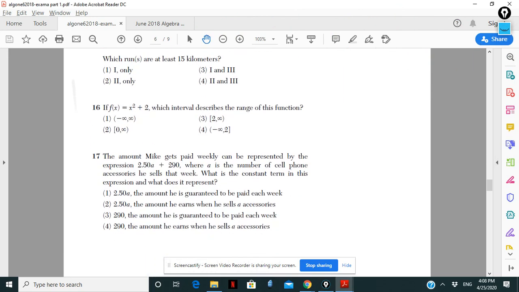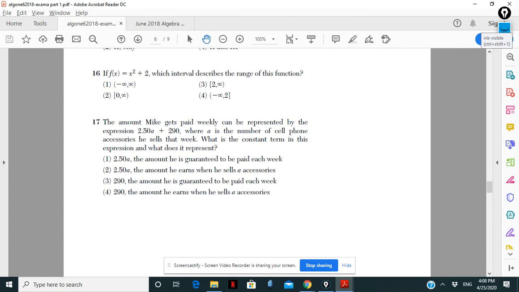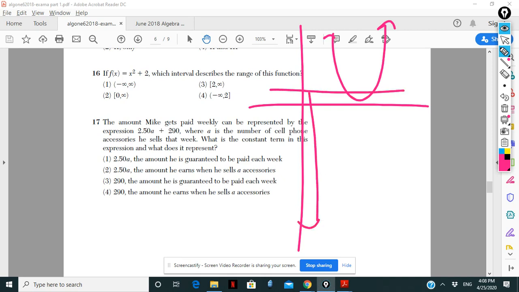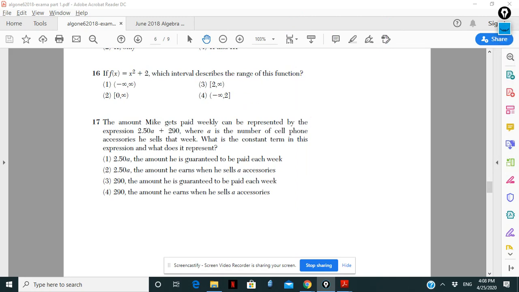Question number 16. If function of x equal to x squared plus 2, which interval describes the range? So what happened? This is a quadratic equation. Means I don't have a negative value. But since it's moving up by 2, I exclude it from 2 to down. So what does it mean? It started from 2 to positive infinite. So the answer is 3. Starting from 2 positive infinite. Question number 17.